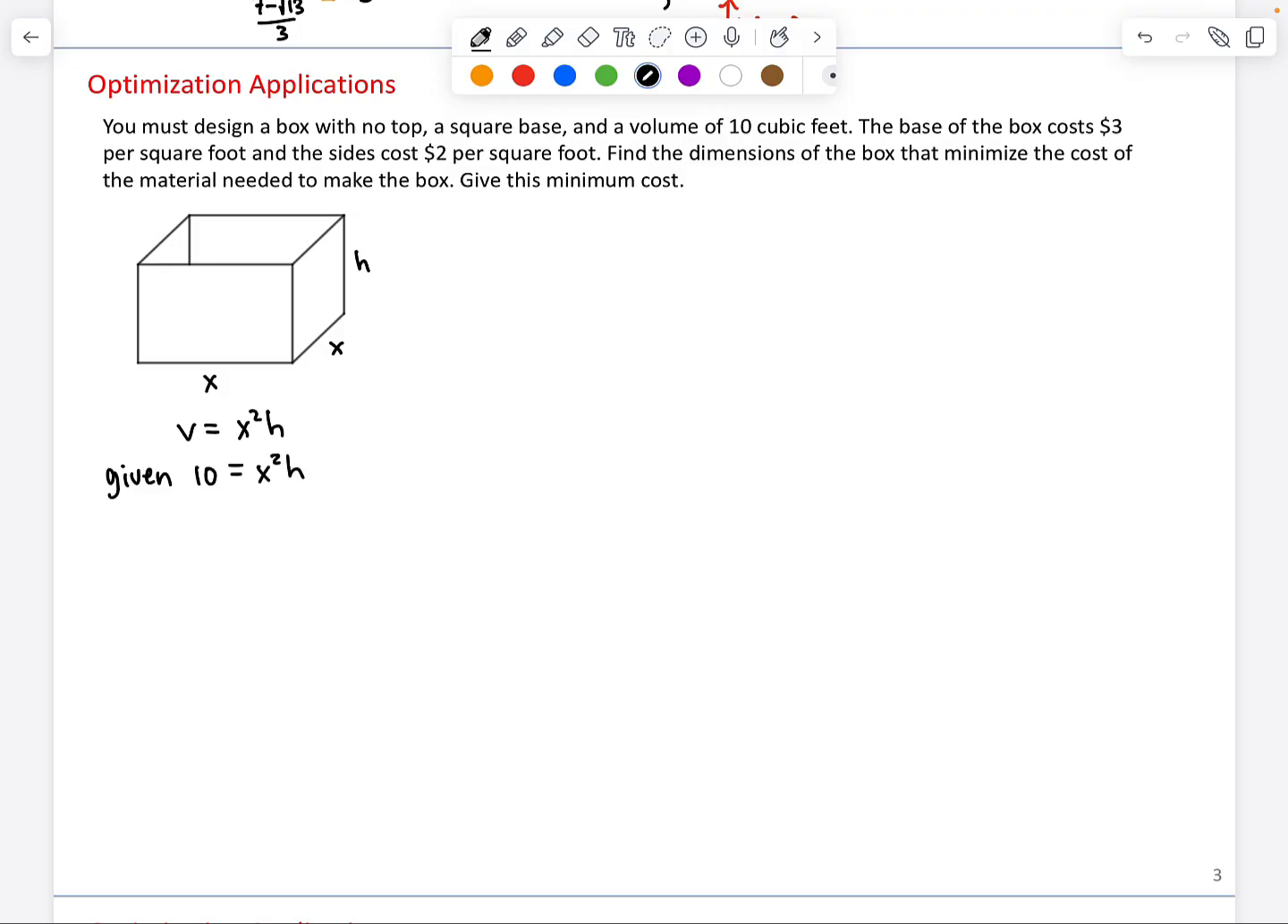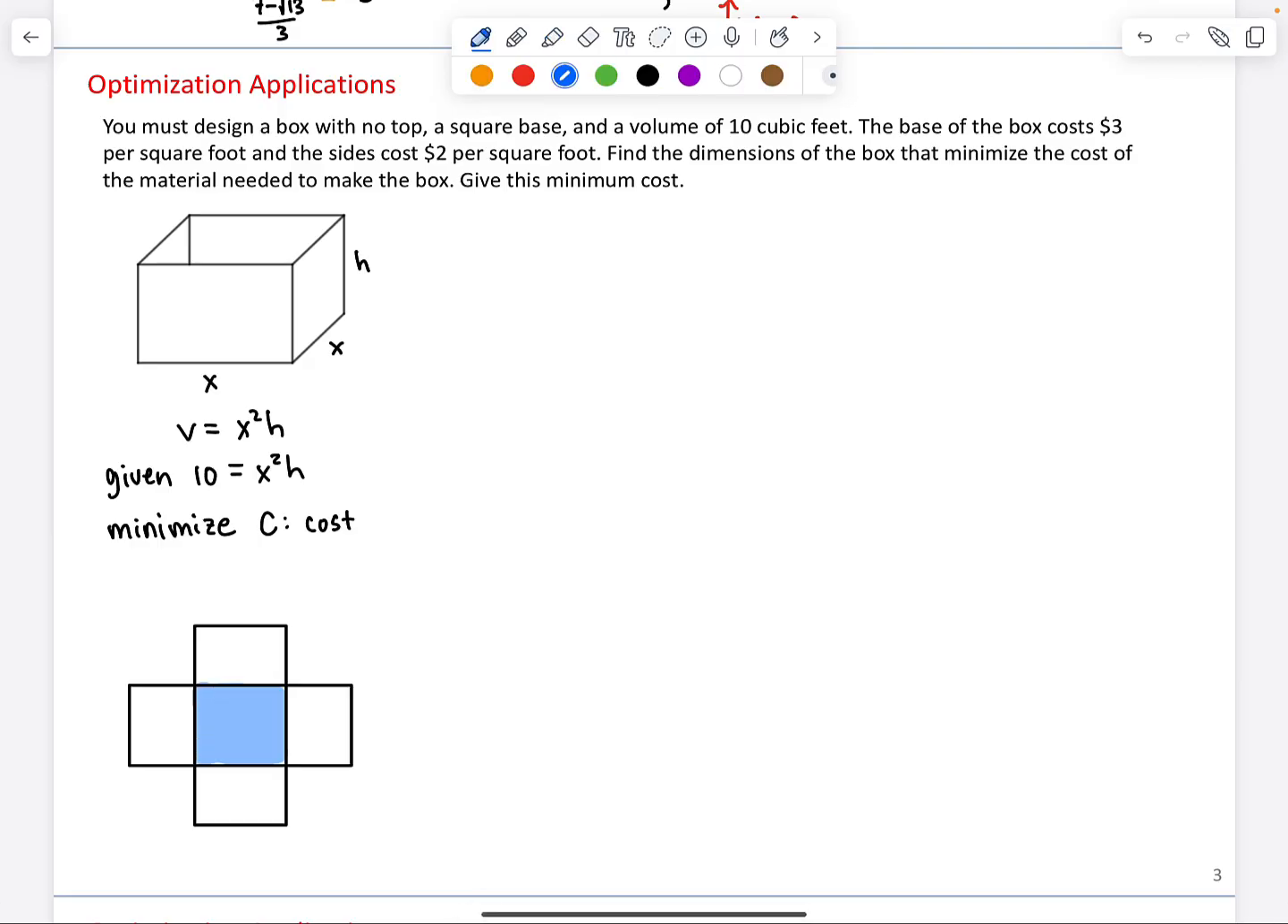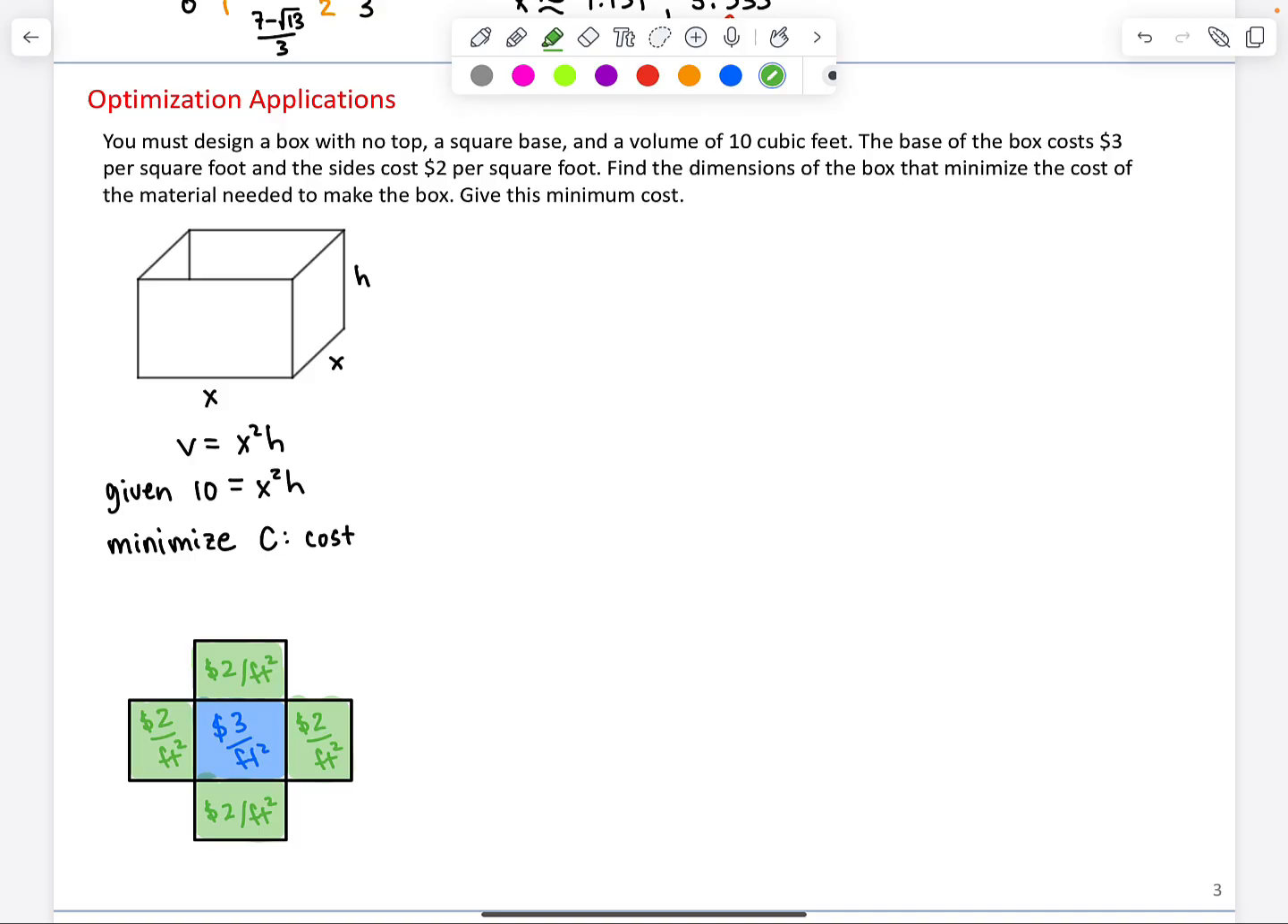Now what we want to do is minimize cost, and I'll use capital C for cost. So we need to come up with an equation for cost. Well, the base and the sides don't cost the same amount of money per square foot, so it's helpful to deconstruct this box. The base costs $3 per square foot, and each of the 4 sides cost $2 per square foot. Now my goal is to figure out the total cost to make this box.